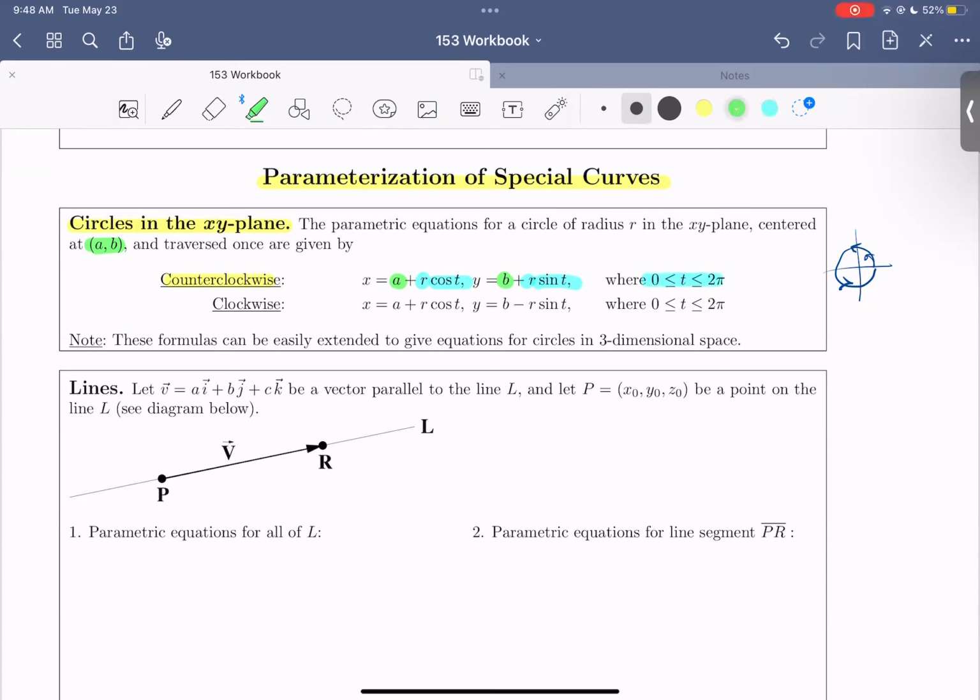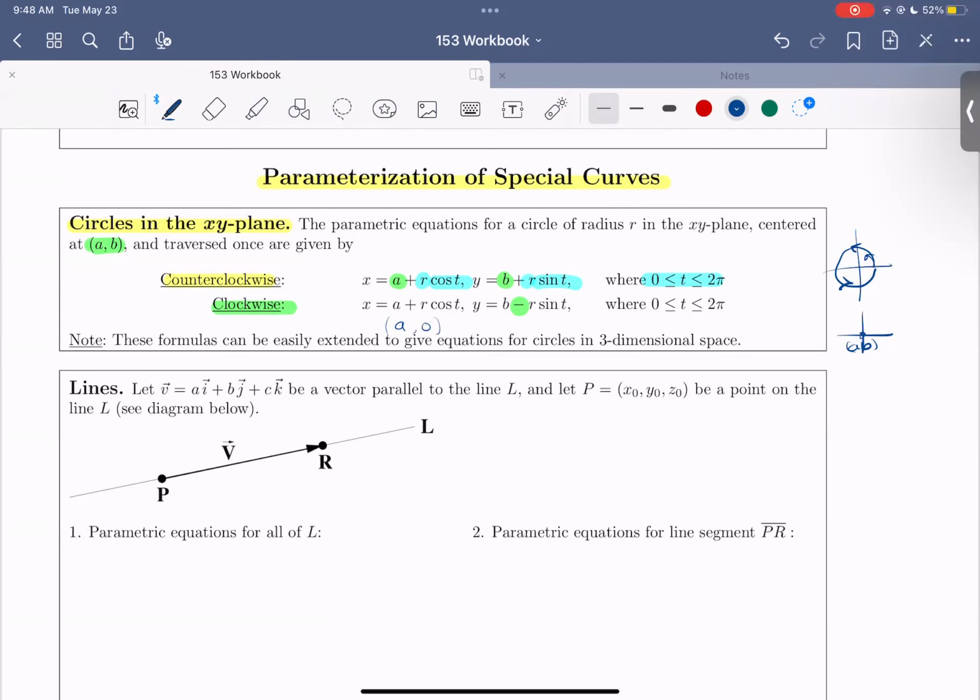But now if we want to traverse in the opposite direction, notice how the equations change. We now have that we're subtracting the r sine t in the y. And we can make sense of why this should be. So wherever we start, or rather the center, (a, b), as we start at t equals 0, we're always just going to get (a, 0).